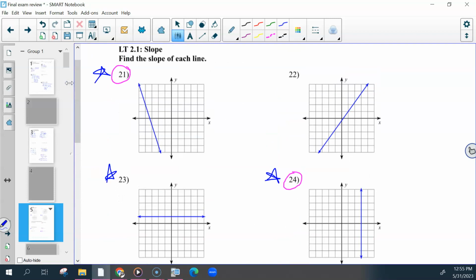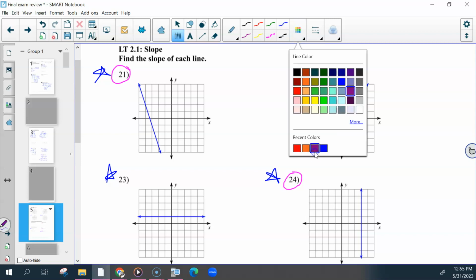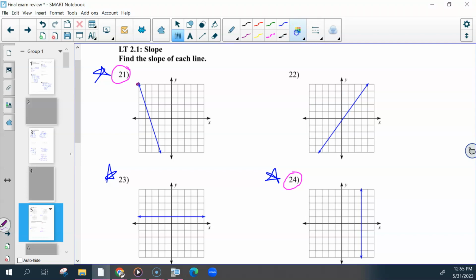So starting with 21, we're looking for the slope of this line. So we have to find where this line goes through the background grid lines exactly. So one would be at the end arrow, another one at -4, 2, another one at -3, -1, and then another one right before the arrow. So it does not matter which points you look at, you really only need 2. And you're looking at the rise over the run. How far does it go up or down, and then left or right?